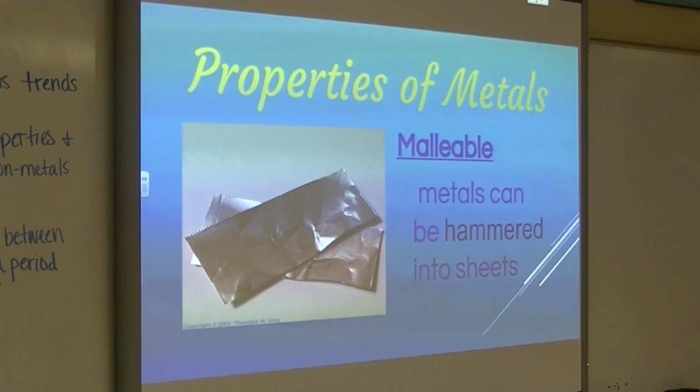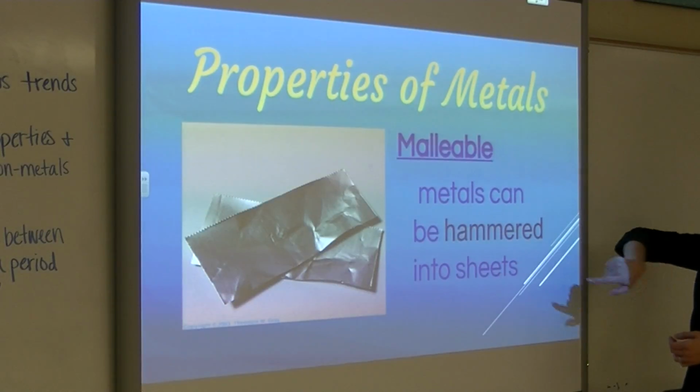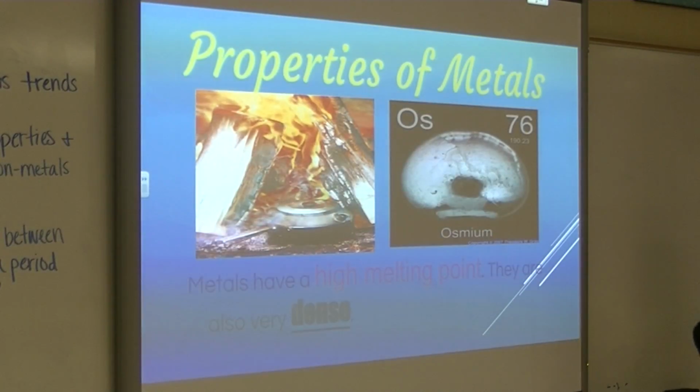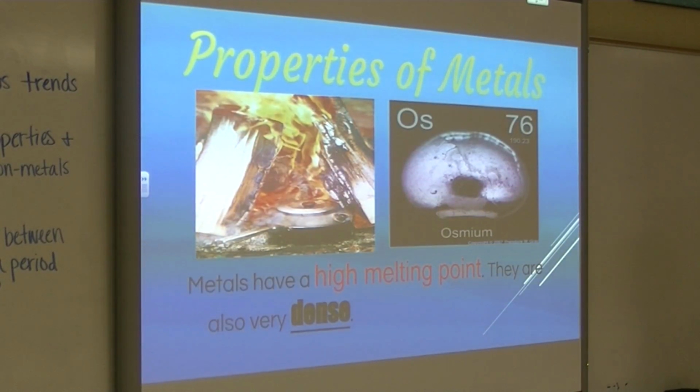How many of you have heard of the term sheet metal? Yeah, right? Sheet metal. So malleable means they can be hammered into sheets. They have a very high melting point. It's why we use metals in cars or things that are going to be around high heat, because they can withstand a lot of heat.